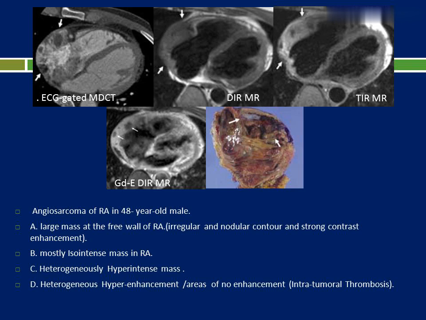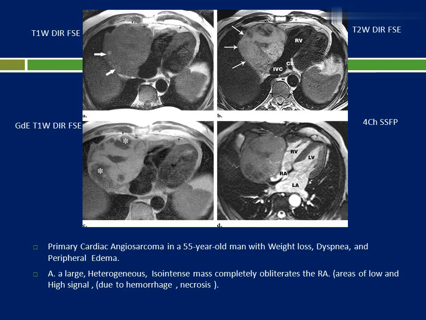ECG gated MDCT. GDE MR. Angiosarcoma of RA in a 48-year-old male. A. Large mass at the free wall of RA. Irregular and nodular contour and strong contrast enhancement. B. Mostly isointense mass in RA. C. Heterogeneously hyperintense mass. D. Heterogeneous hyperenhancement, areas of no enhancement, intratumoral thrombosis. T2W FSE. T1W FSE.